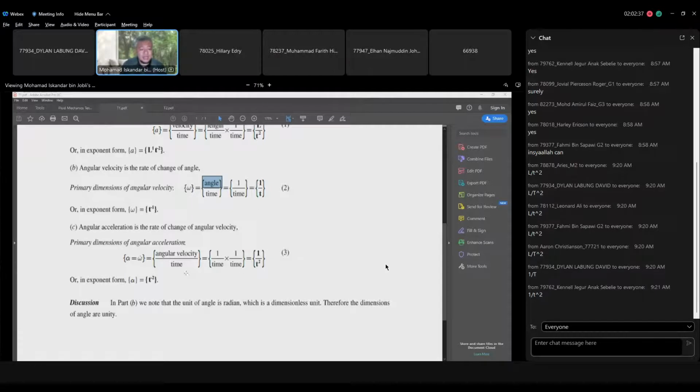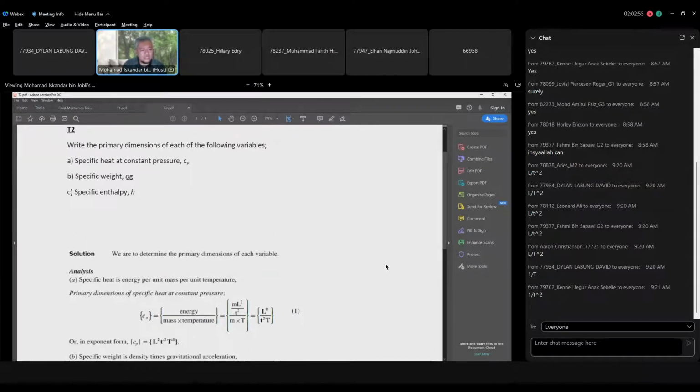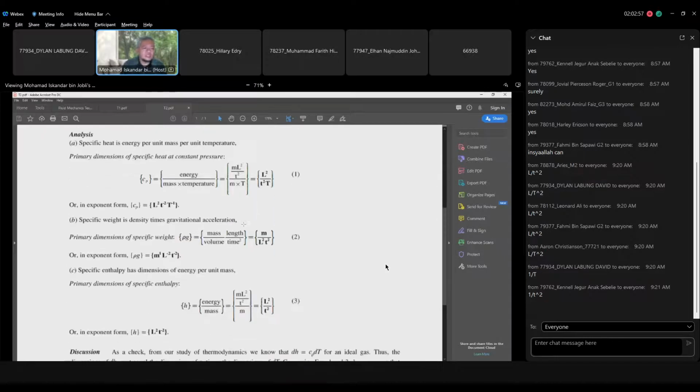Now, the rest of these: you have the specific heat, specific weight, as well as specific enthalpy, and this is the answer. Specific heat is energy per mass per temperature. This is how it is defined. So energy is M L squared over T squared, divided by mass multiplied by temperature.